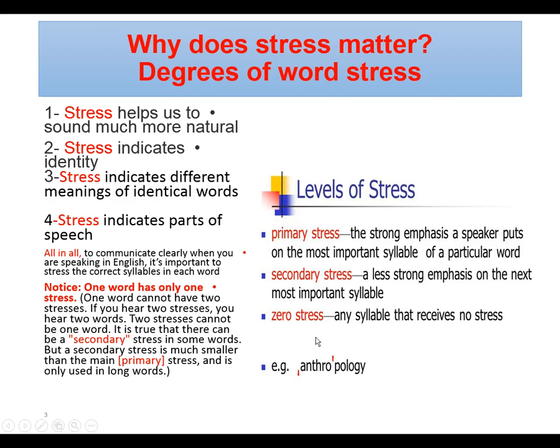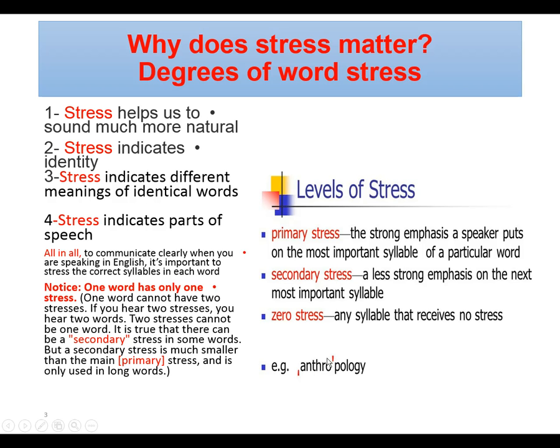And number three, zero stress, or syllables which are not stressed or de-stressed. Look at the word anthropology here at the bottom of this slide. We find that it has a number of syllables, and the stressed syllable, which carries primary stress, is po, and there is another syllable which is important, which is an. It's important, but it's not as important as po, and that's why it carries secondary stress. It's marked here, as you see, by a stroke down, and primary stress is marked by a high stroke, and secondary stress is marked by a low stroke.